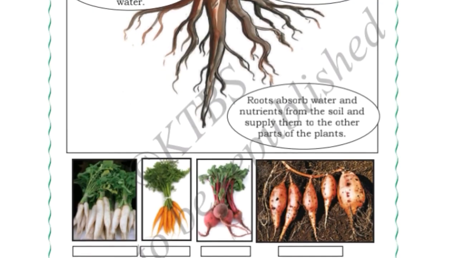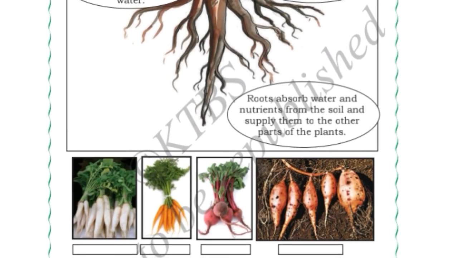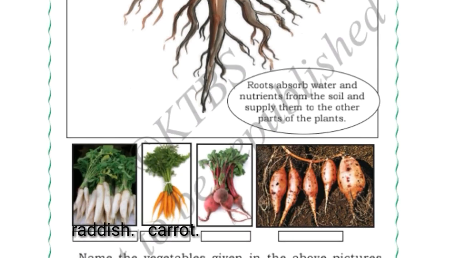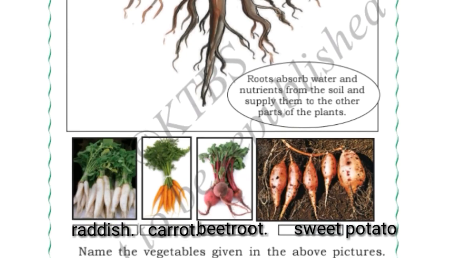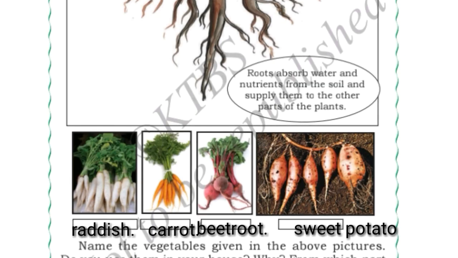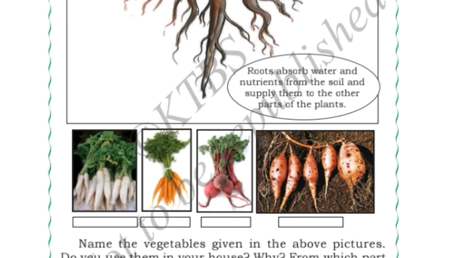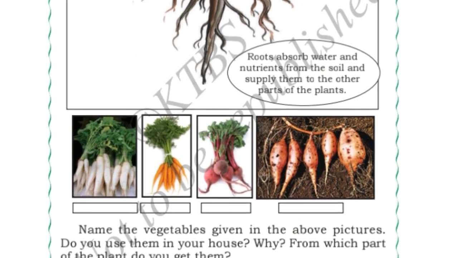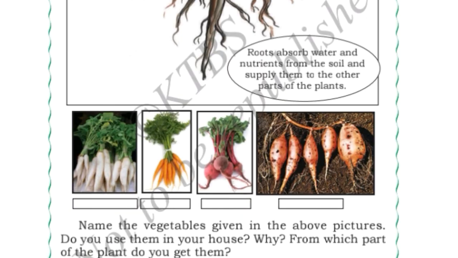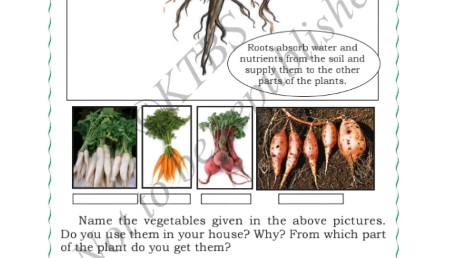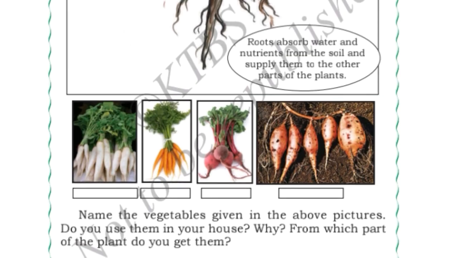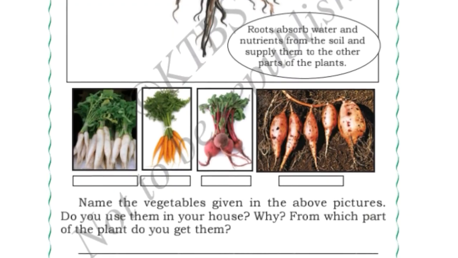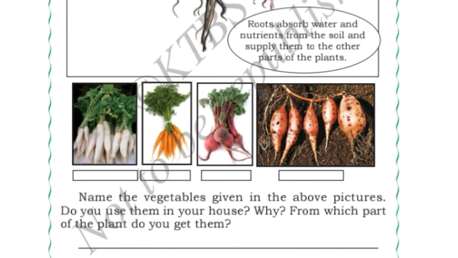Now see here, the pictures which you can see, all of them are roots, okay. See, first radish, carrot, beetroot, sweet potato. These all are the vegetables which we eat in our daily life, right? But these are all vegetables which grow under the soil as a root of the plant, okay. So, why do we use all these vegetables in our home, children? We use radish, carrot, potato, sweet potato, beetroot, all these vegetables as food. We eat all these roots, right?